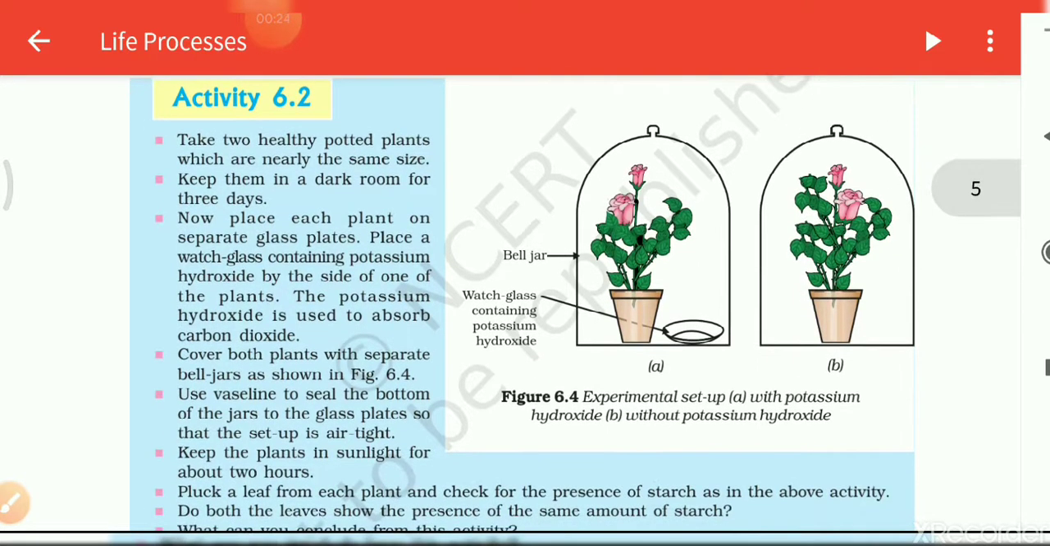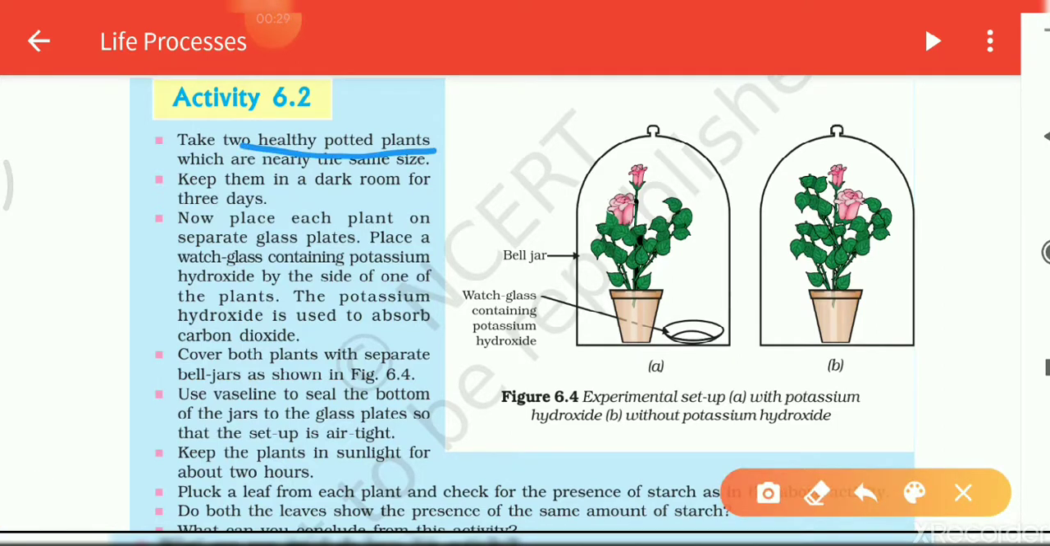Students, here we take two healthy potted plants, which are nearly the same size, and keep them in a dark room for 3 days. Students, in the first point they want to say we take two potted plants and keep them in the dark room for 3 days. Why will we keep these potted plants in the dark room? Because to remove the starch from the leaves.